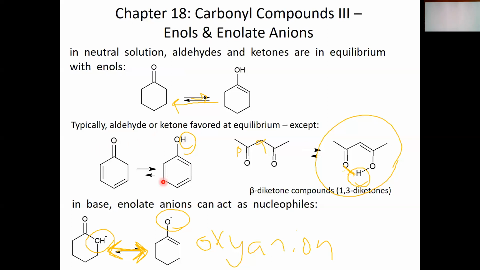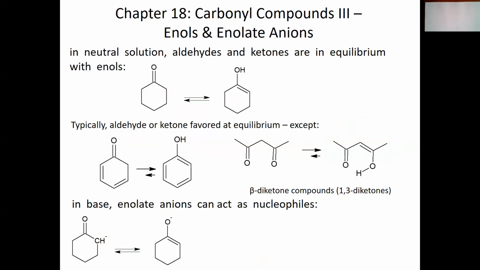These compounds are not resonances. These compounds are tautomers. Remember, that's how you change from a ketone to an enol or vice versa. Resonance, tautomers, tautomers, tautomers. Got it? Good. So we're going to use these enols and enolates as nucleophiles in these coming reactions.